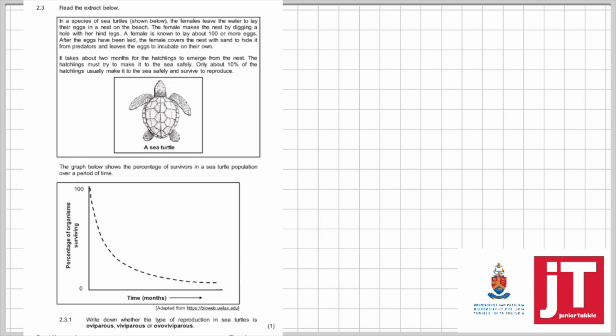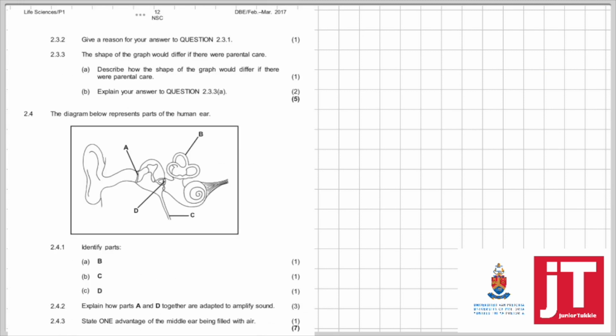So, 2.3.1. State whether the type of reproduction in sea turtles is oviparous, viviparous, or ovoviviparous. Now you can see here, it says they lay their eggs. So they can only be oviparous, because they lay their own eggs. So let's see.